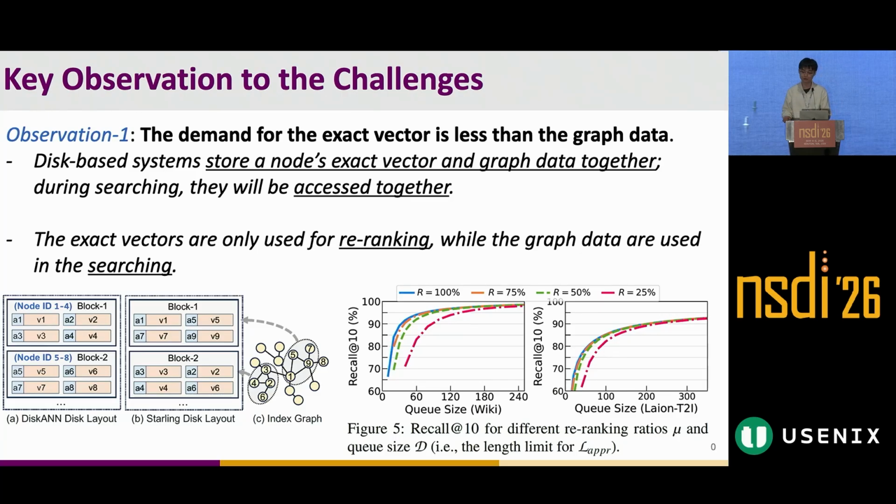The graph data is required more during the search, because each iteration requires reading the disk to obtain the graph data, but the exact vectors are only used for the re-ranking phase. So actually, we can store the graph data in memory rather than on disk. This is the first observation.